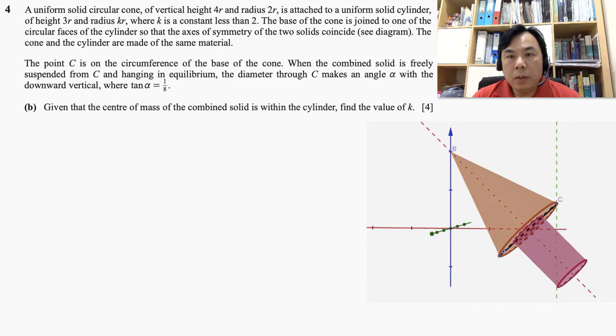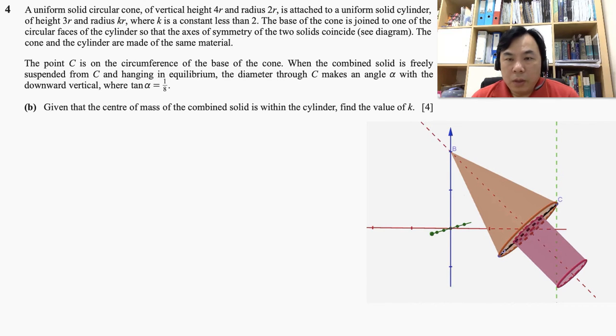Now when the combined solid is freely suspended from C and hanging in equilibrium, the diameter through C makes an angle alpha with the downward vertical, where tangent alpha is equal to 1 over 8. Given that the center of mass of the combined solid is within the cylinder, find the value of k here.